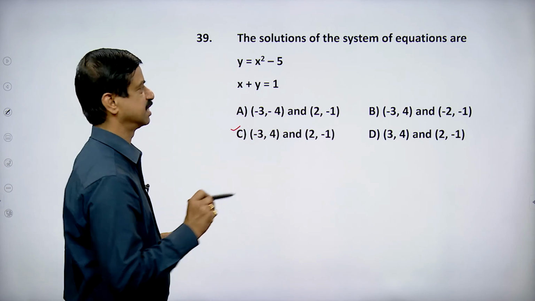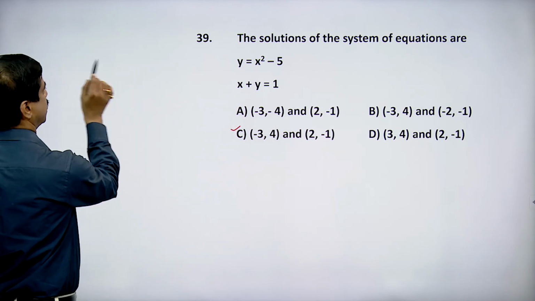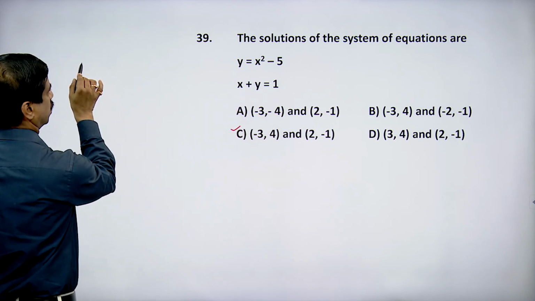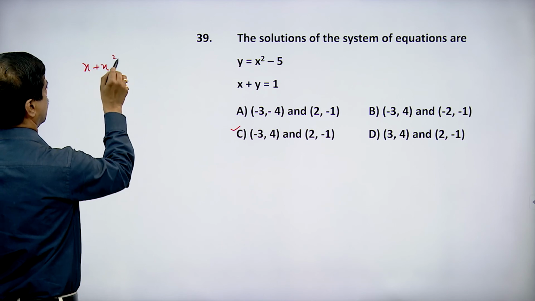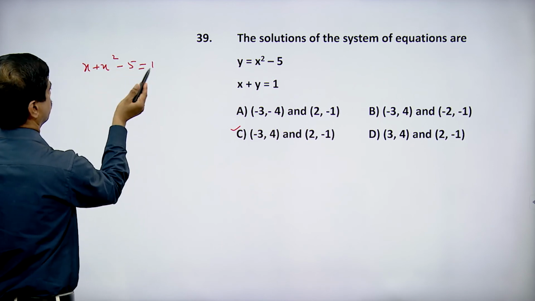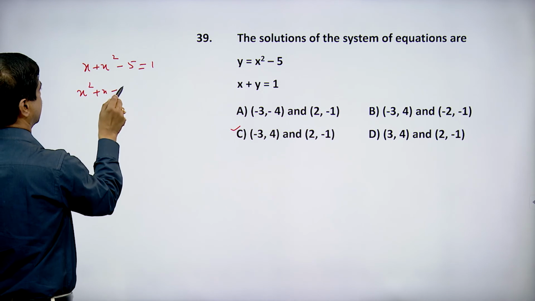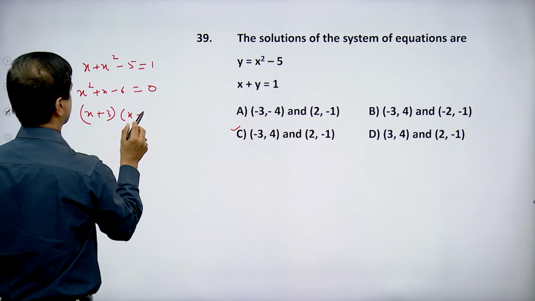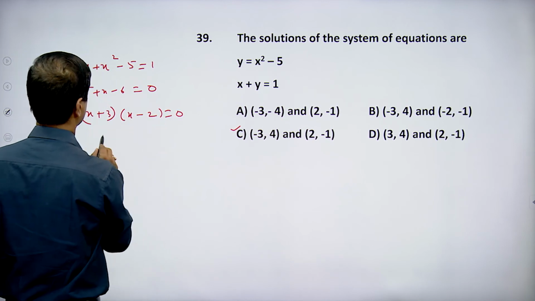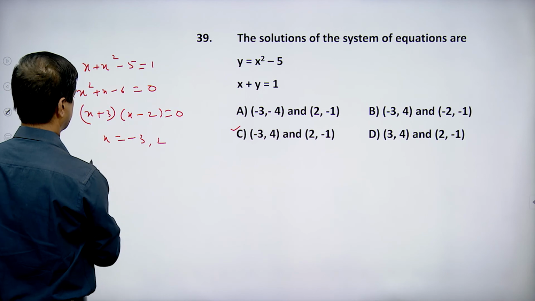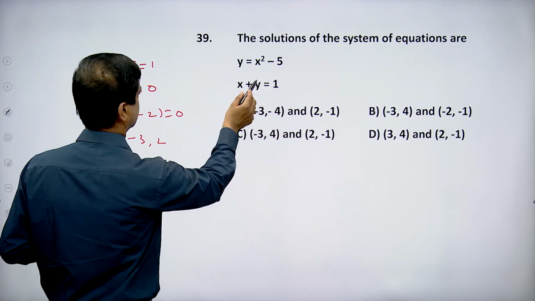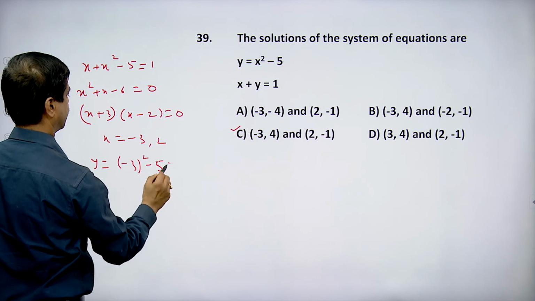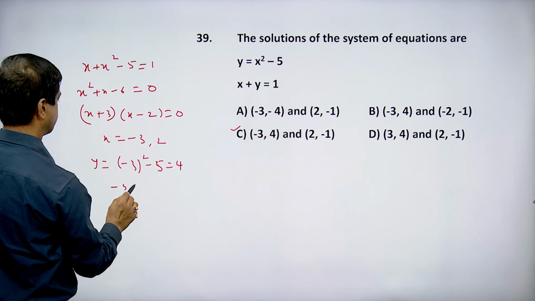Now, the regular method, let us see what the regular method is. So, y is x square minus 5. So, I will substitute y in the second equation. So, x plus x square minus 5 equal to 1. Bring it to the left, x square plus x minus 6 is 0. This is x plus 3 into x minus 2 equal to 0, x equal to minus 3 comma 2. Y is what? If x is minus 3, y is x square, means minus 3 whole square minus 5, that is 4. So, that means minus 3 comma 4 is one point.